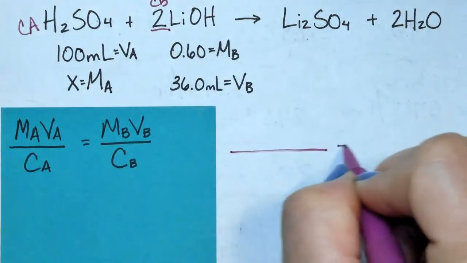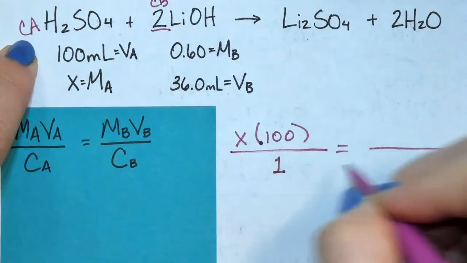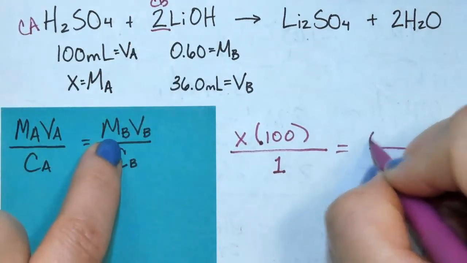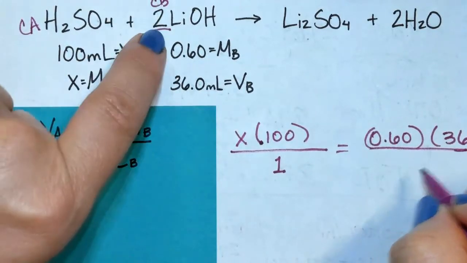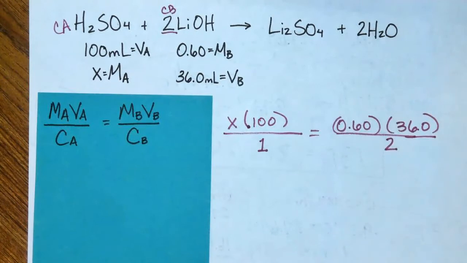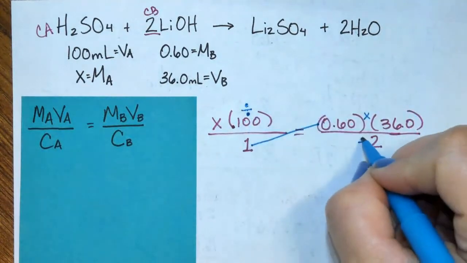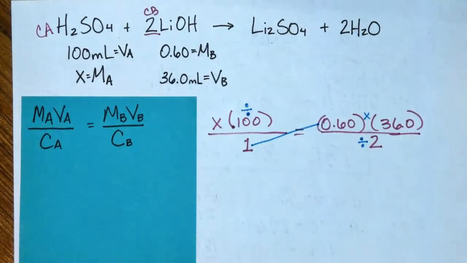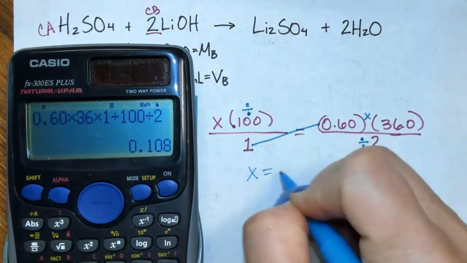So we're going to fill out our equation where it is X times 100 over 1, and then the base is MB 0.60 times the volume 36.0 over the coefficient of the base, which is this 2 here. And now to solve this, you will just cross multiply. So we'll take this 1 times 0.60 times 36. We'll hit divided by this 100 because it's next to the X, and then divided by this 2 because it's across with the X. And when we type this into our calculator, we're going to get 0.60 times 36, times 1, divided by 100, and then divided by this 2. And so we're going to get X is equal to 0.108.